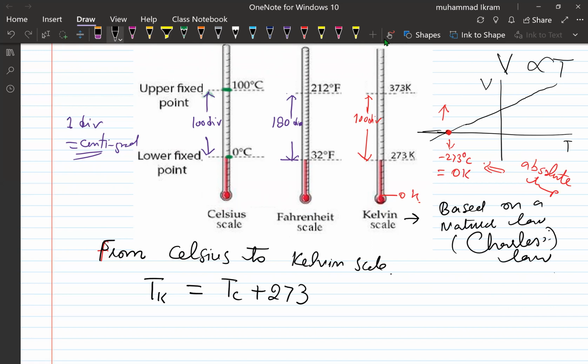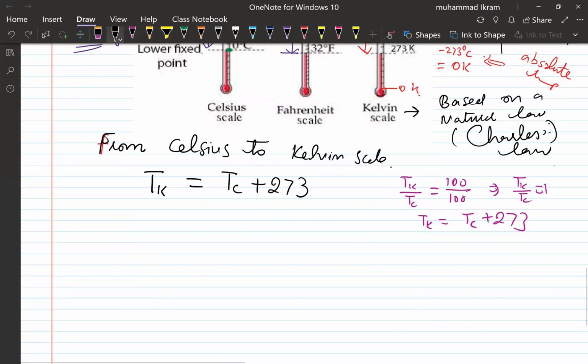And this is very easy. If you want to convert temperature from centigrade to Kelvin, you only add 273 to it. Let me even prove it to you. Look, what is the temperature in Kelvin and the temperature in centigrade? If you see the divisions between these two, it is divided into 100 divisions here, and here also 100 divisions. So the ratio of TK to TC is 1. So TK is equal to TC. But it starts from 273, not from 0. So add 273 to it. Okay, so this is the formula. Similarly, in reverse, TC will be equal to TK minus 273.